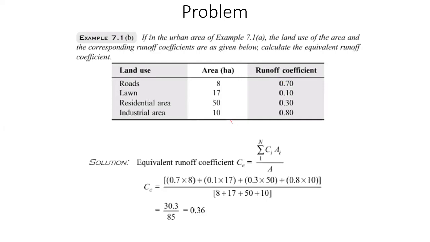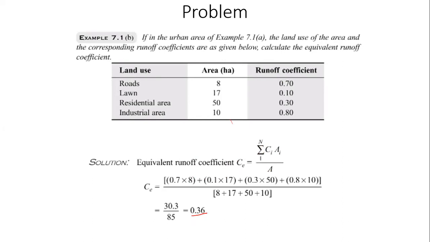How do you do that? It's simple. C equivalent equals sigma CiAi divided by A. You simply take the runoff coefficient, multiply it by the area, sum it all up, divide by the total area, and you get a runoff coefficient of 0.36. Okay, so that's the answer.